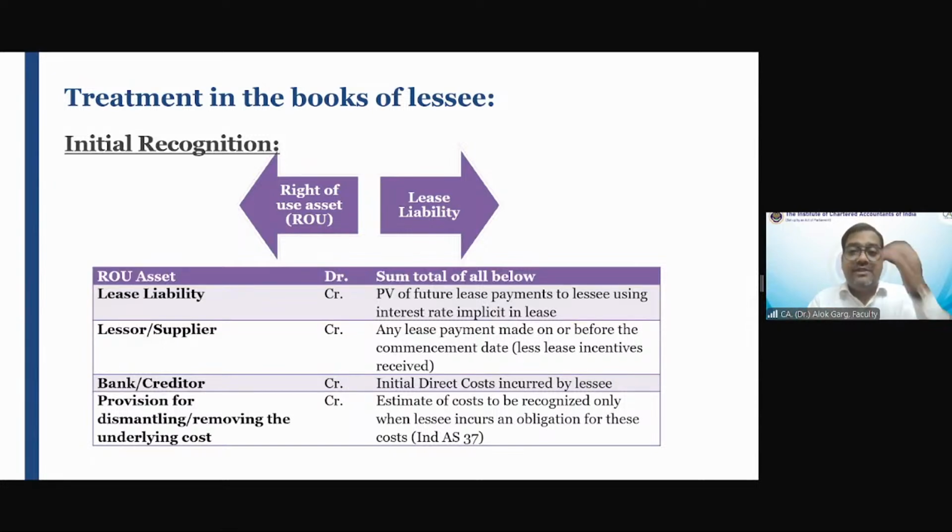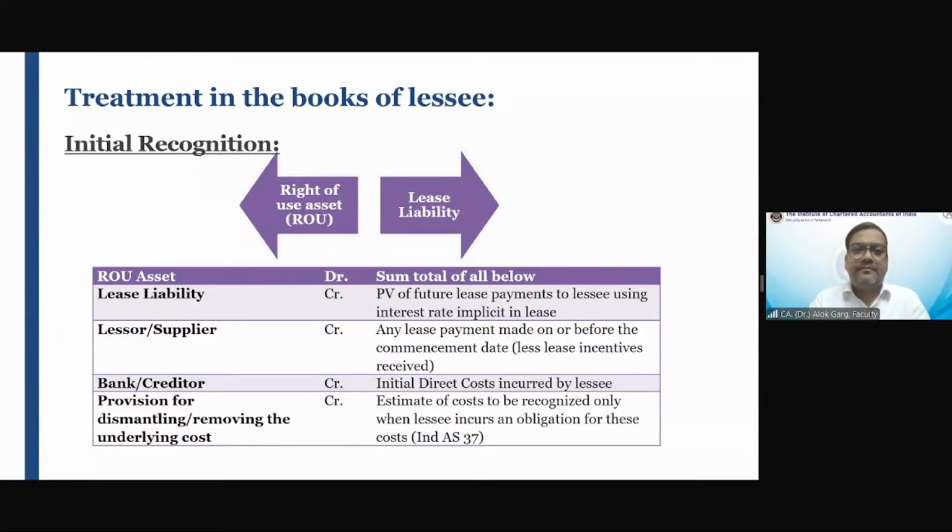Plus, if I have entered into a lease and there is a liability associated with the lease in terms of provision for dismantling or site restoration cost, then that provision at present value is also required to be added to the cost of the ROU asset, and the credit is provision for dismantling obligation as per Ind AS 37. Okay, this is what we have discussed, right?